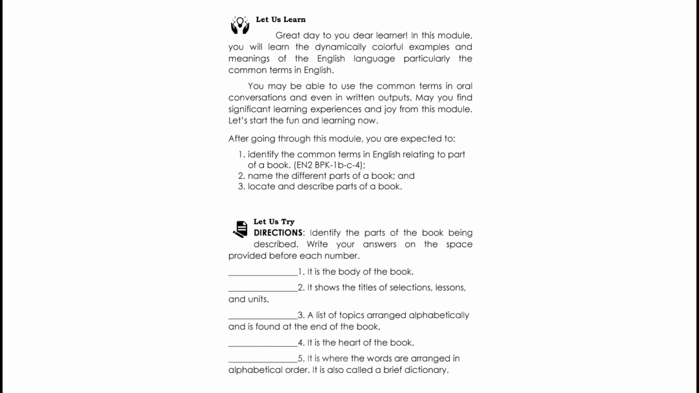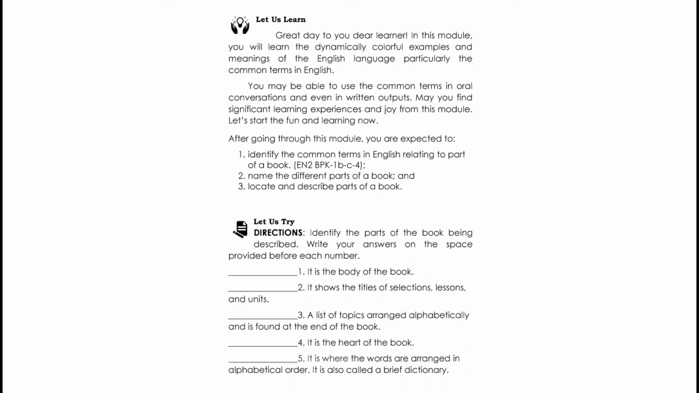After going through this module, you are expected to, number 1, identify the common terms in English relating to part of a book. Number 2, name the different parts of a book. And number 3, locate and describe parts of a book.